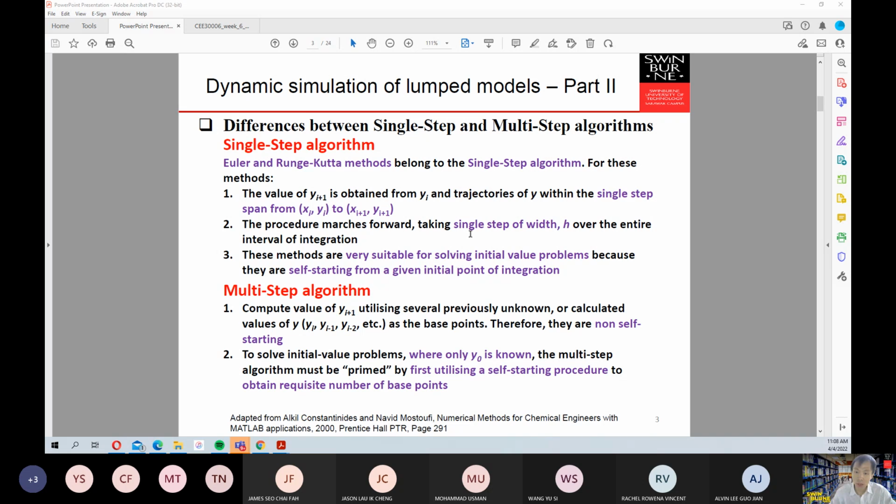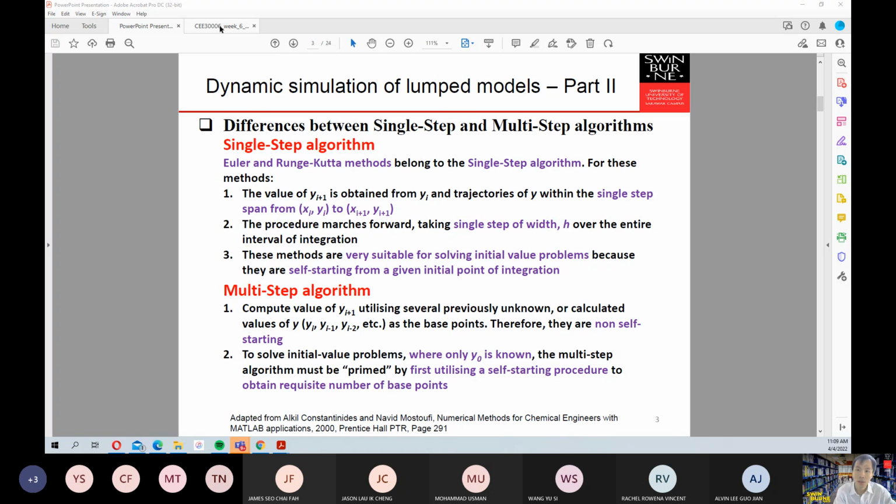These methods are very suitable for solving initial value problems because they are self-starting from a given initial point of integration. The multi-step algorithm, however, is a bit different, because in order to get the value of y_{i+1}, you need several values of y: y_i, y_{i-1}, y_{i-2} as the base points. Therefore, these are non-self-starting. To solve initial value problems where only y_0 is known, the multi-step algorithm must be primed, meaning you still need to find another way to get the values of y_{i-1}, y_{i-2}, and other points that you need in order to have enough points to get y_{i+1}.